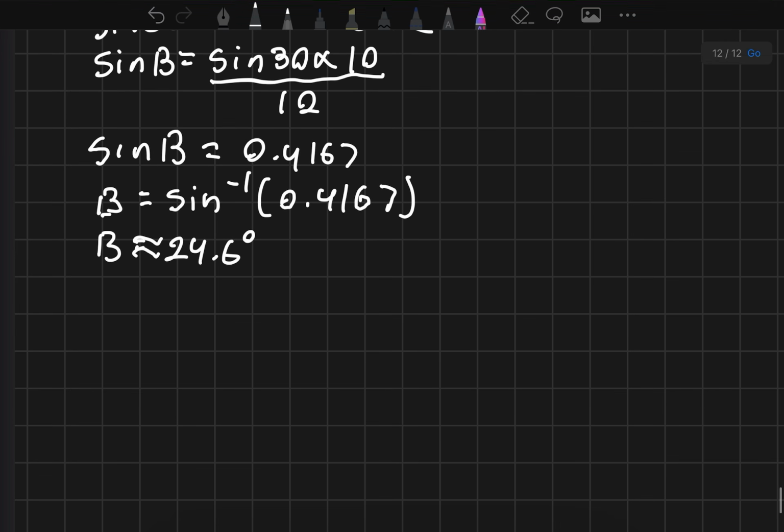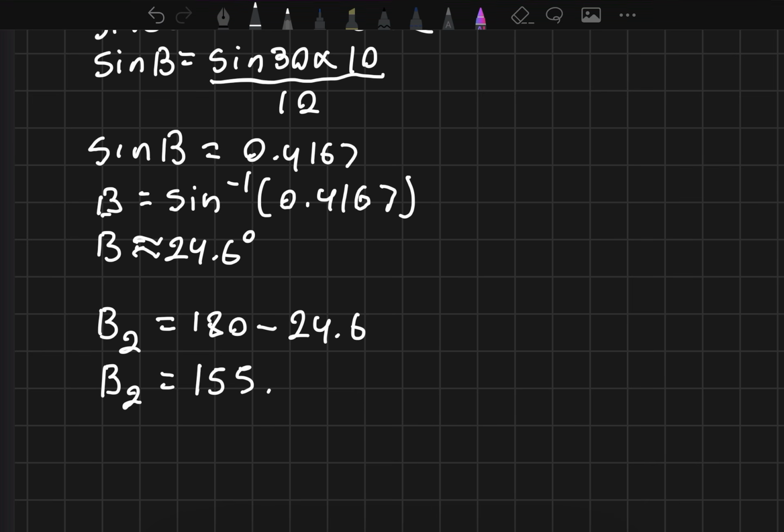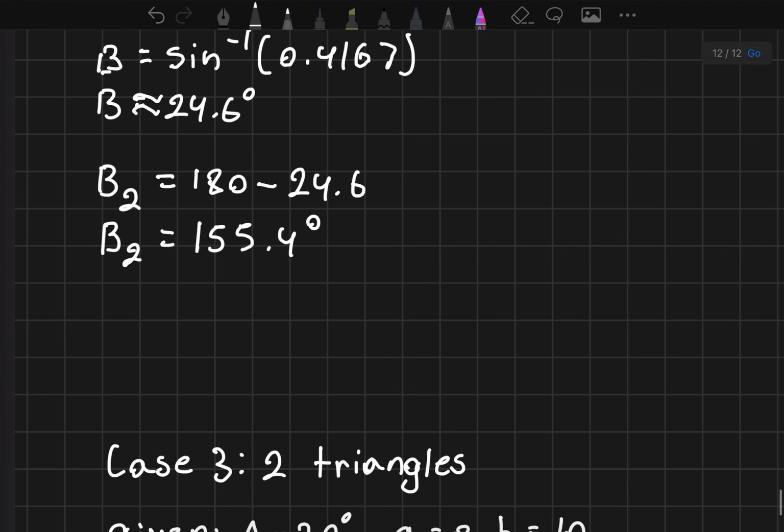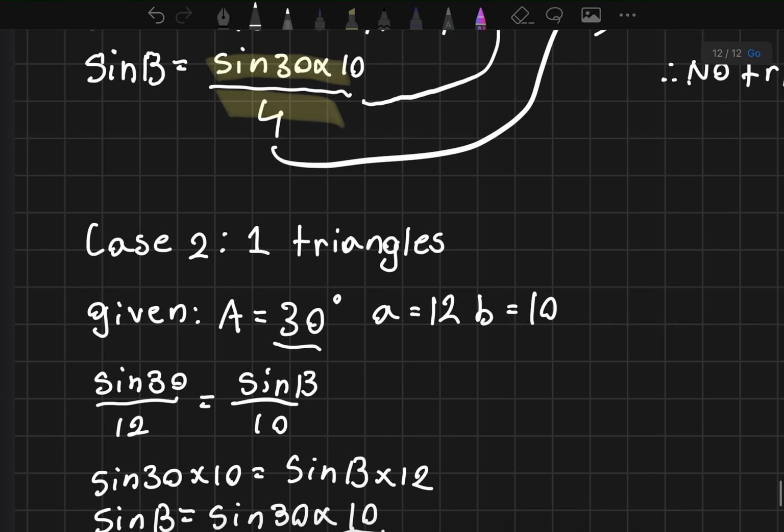So now you have to check if there is a second angle. B2 is equal to 180 degrees minus 24.6, and here we get B2 as 155.4 degrees. Now we can check if this is a valid angle by adding 30, because 30 was the original angle, so we have to use 30.